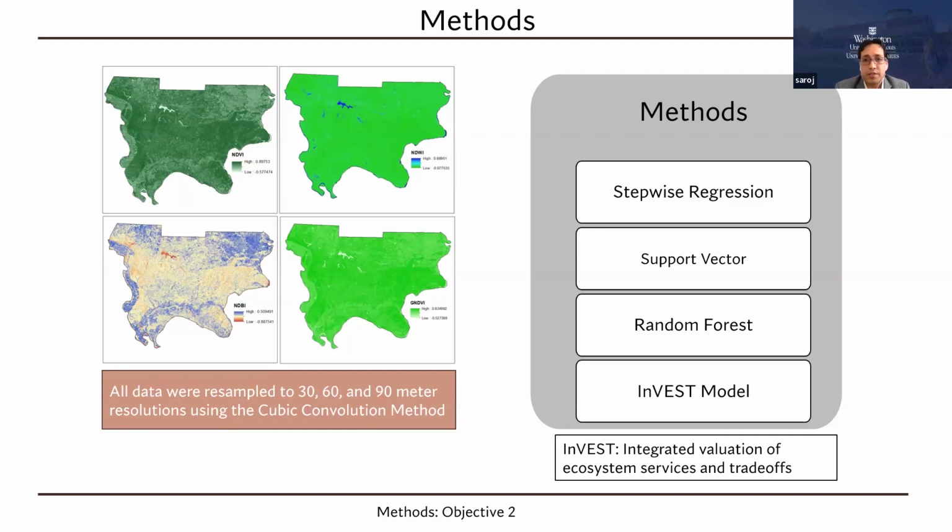This INVEST model is very different from all of these regression models. All of these regression models take multiple predictor variables, but the INVEST model only uses a land use land cover map and its related carbon values. For example, it uses different published values of land use carbon stocks, such as a single value for deciduous forest or evergreen forest. So it's a very different but very simple model compared to the other three models.